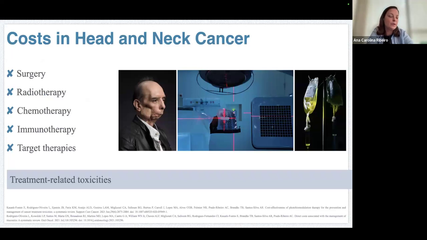In head and neck cancer, we usually think about the major treatment costs, including surgery, radiotherapy, chemotherapy, immunotherapy, and targeted therapies. However, treatment-related toxicities can also have a substantial economic impact. So, when we look at the total cost of cancer care, we also need to consider the cost of managing these complications.